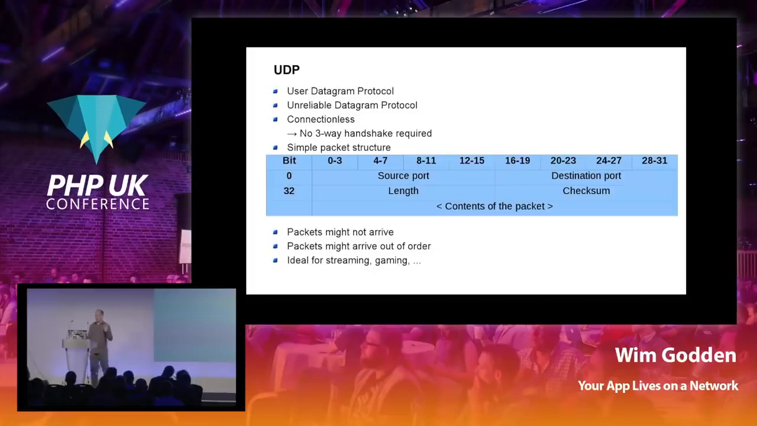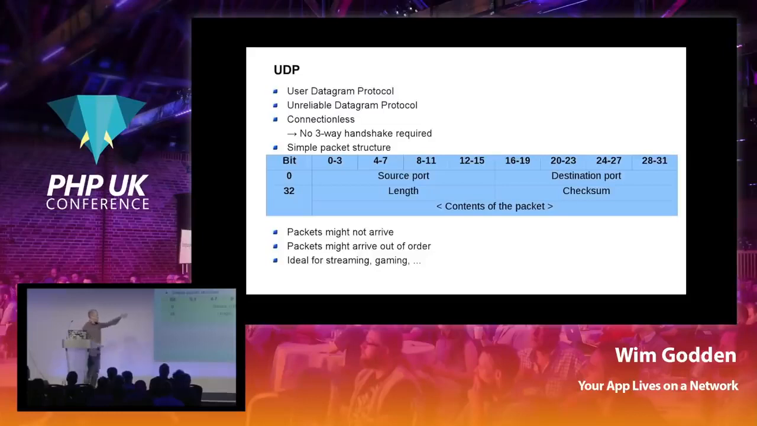OK, so we talked about TCP a lot because, well, that's what we usually use on HTTP. But there's also another thing called UDP. Officially, it's called User Datagram Protocol. It's also called Unreliable Datagram Protocol. And the reason it's called unreliable is that it is connectionless. It doesn't establish a connection. It doesn't do three-way handshakes. It doesn't care about that. It just sends packets.